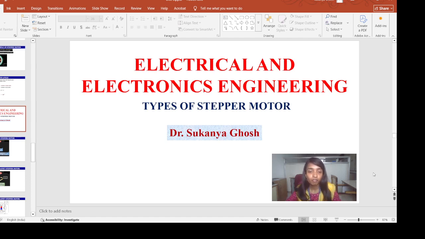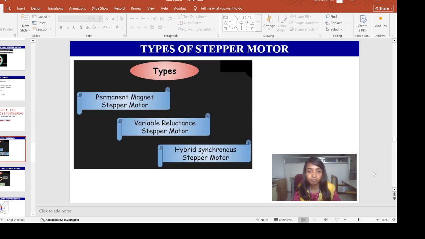So, welcome back everyone. In this particular lecture, we will see the different types of stepper motor. Stepper motor we have already discussed in the previous lecture. So, in this particular lecture, we will see what are the different types of stepper motor. So, let us start. Stepper motors are classified into three types.